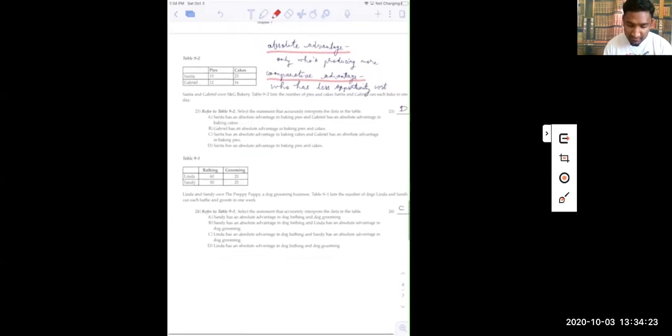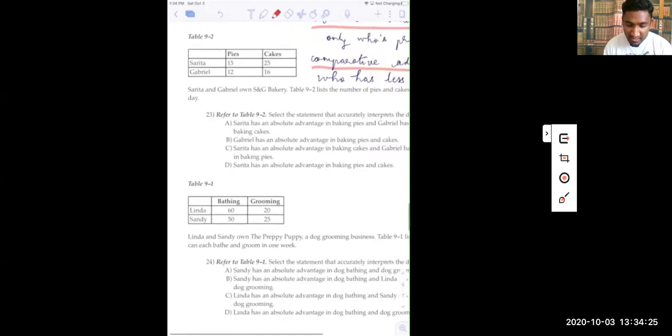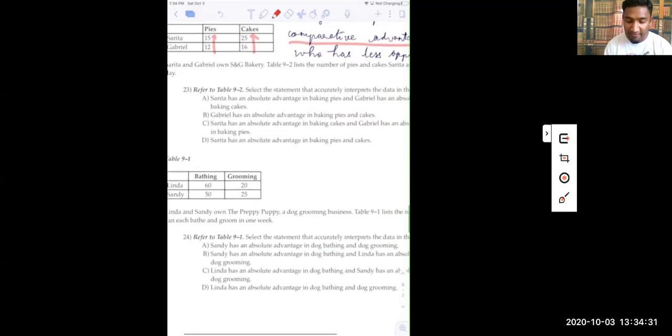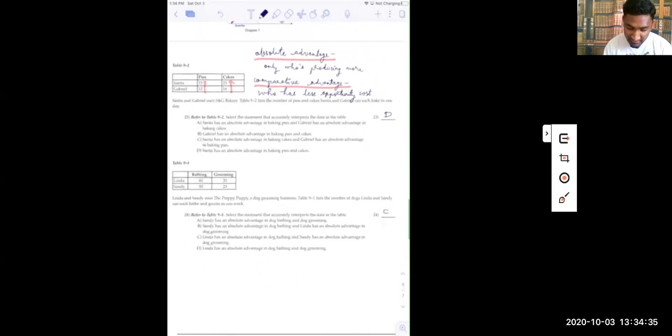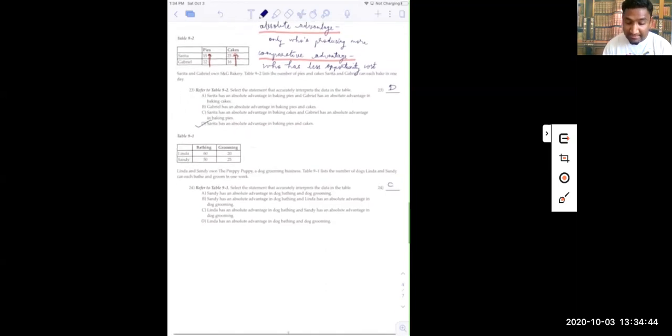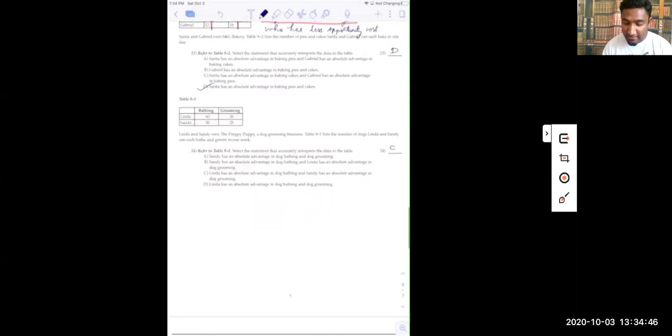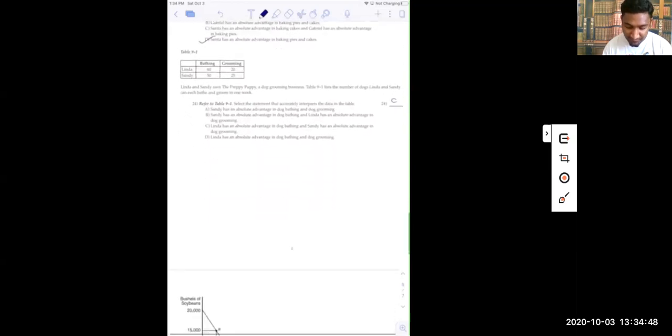So in this table, as you can see, Sarita is producing more pies and more cakes. So she has got an absolute advantage in both. So the answer is D. Sarita has absolute advantage in both because she's producing more in both cases. So Sarita has an absolute advantage in baking pies as well as cakes.